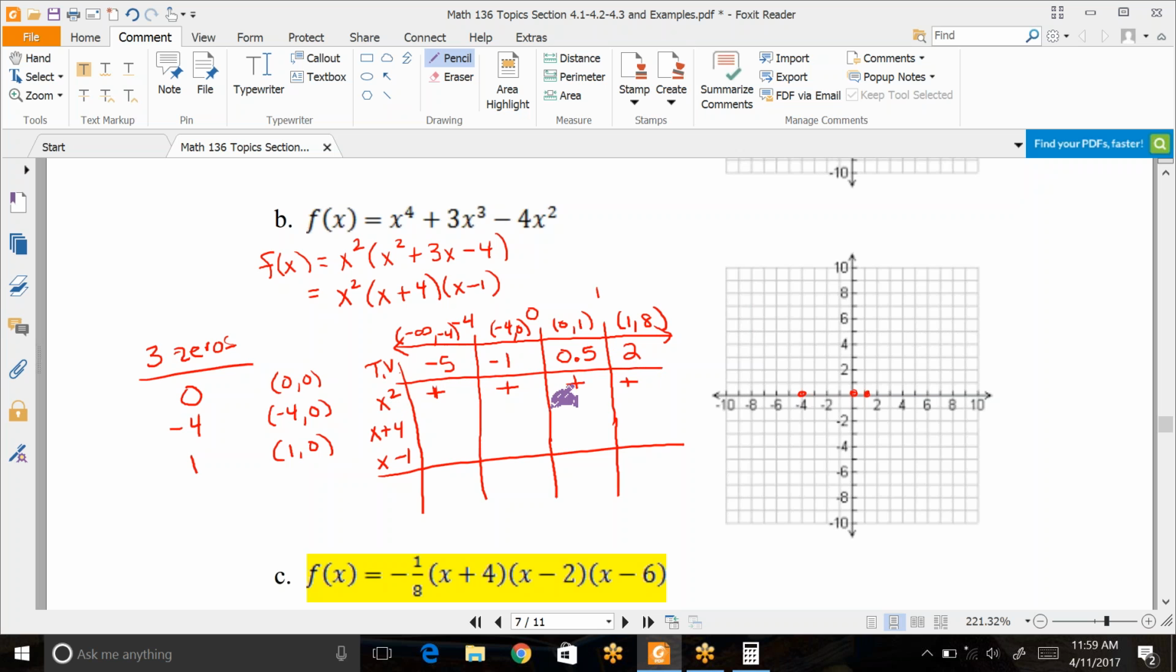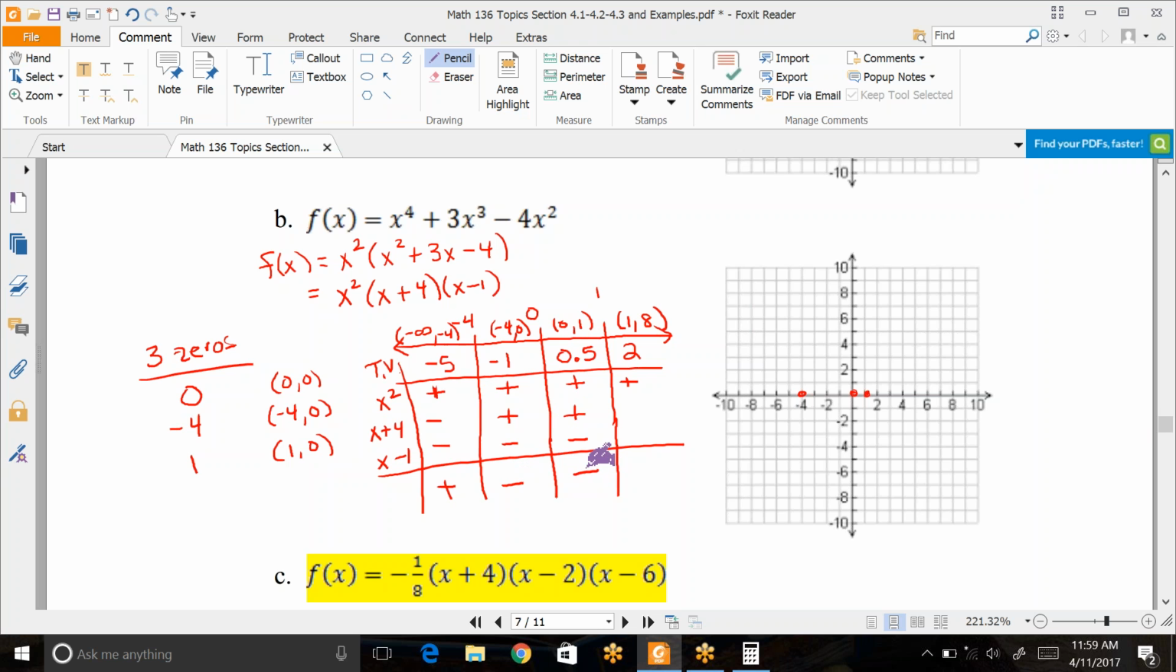Negative 5 plus 4 is going to be negative. Negative 5 minus 1 is going to be negative. Two negatives multiplied together make a positive. Negative 1 plus 4 is positive. Negative 1 minus 1 is negative. One negative makes a negative overall. 0.5 plus 4 will be positive, but 0.5 minus 1 would be negative, so this is also going to be negative.